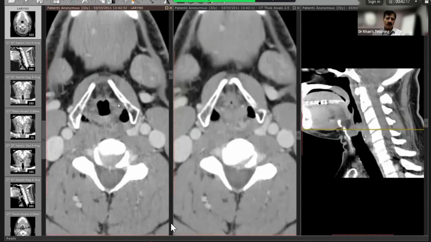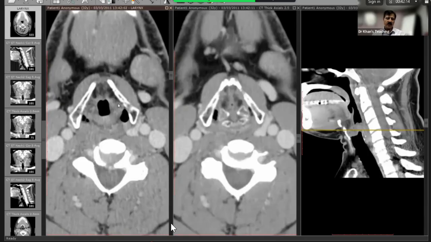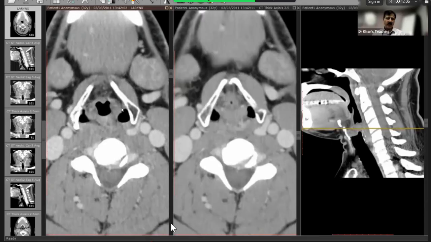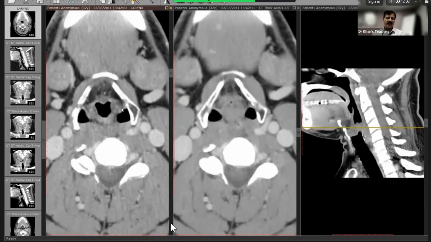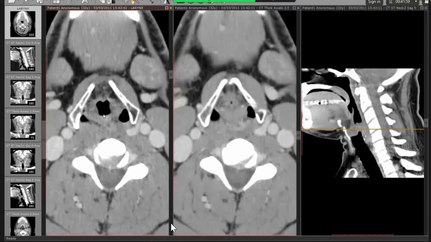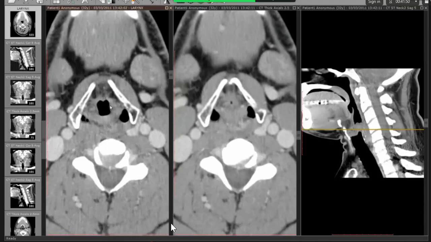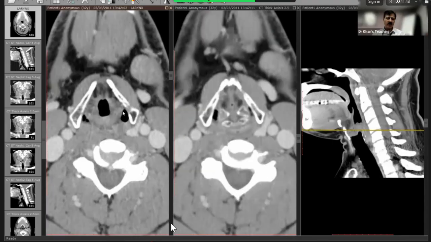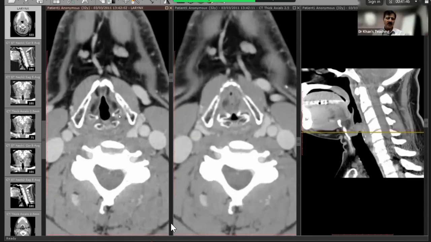Now, this is the true cord level, true or false? No, sir, because I can see fat anteriorly. Excellent. So here, fat anteriorly, other than that also, if you see... Boat shape. Boat shape, but another thing which I told you, two cartilages. Yes, sir. Two cartilages are not there. Not visible.